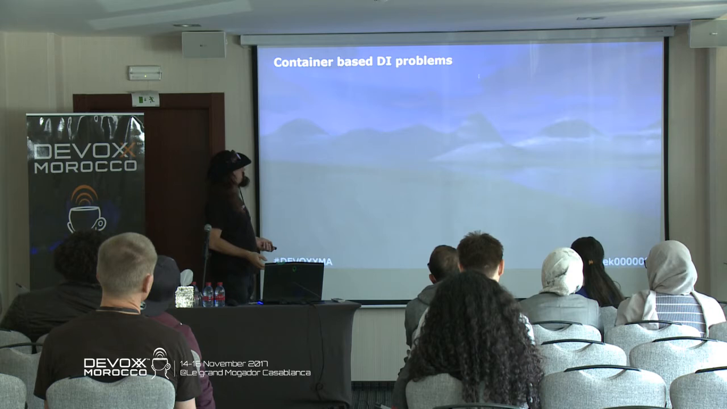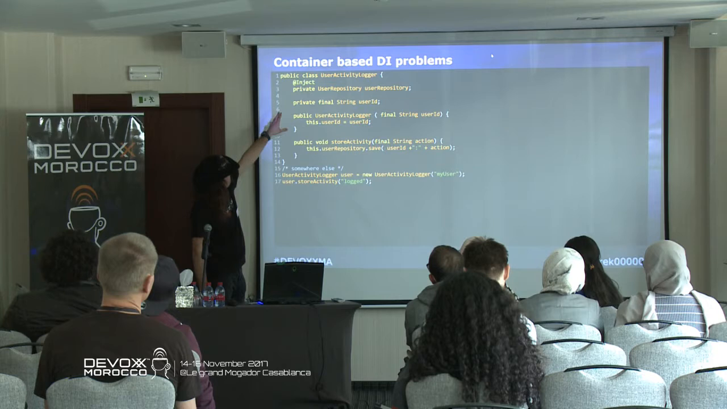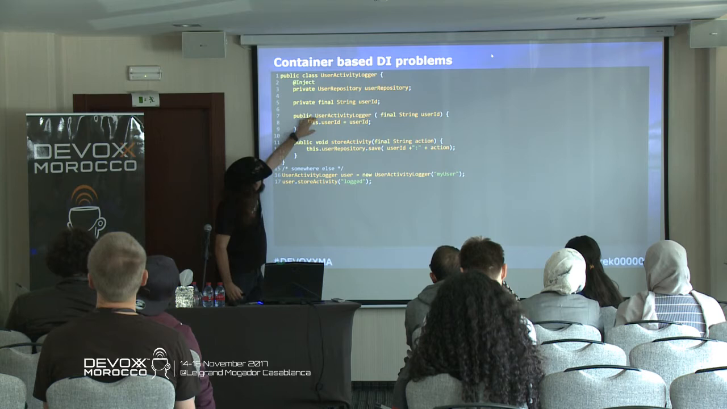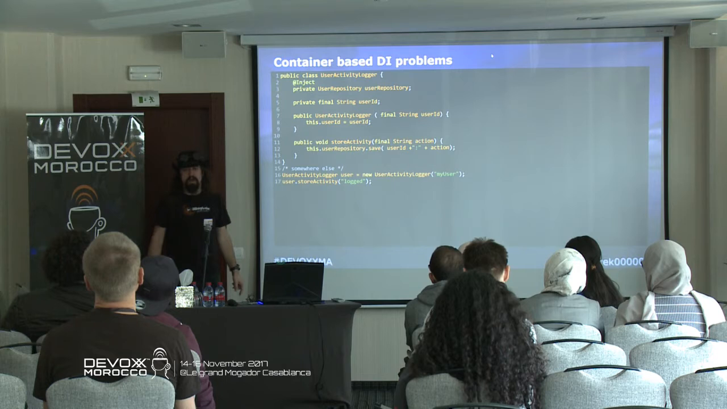And then I see strange problems because people use it, but sometimes they have funny bugs there. So as you use it, you should know where the bug is. I have, for instance, a class UserActivityLogger, and there is something injected like UserRepository, okay? And it's injected into this private variable, and then someone uses this class, new UserActivityLogger, my user, then calls a method storeActivity, and bam, gets a NullPointerException. Why? Who knows why?